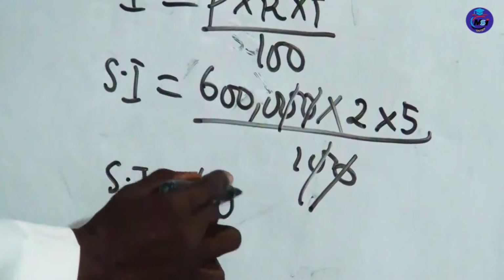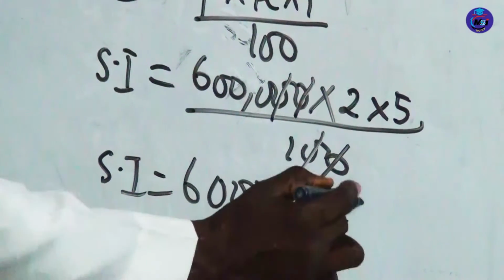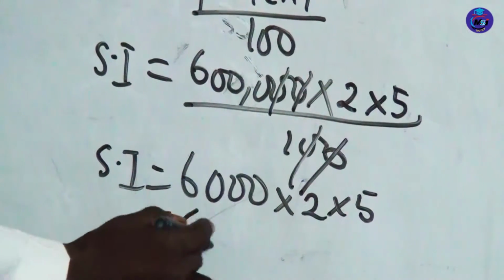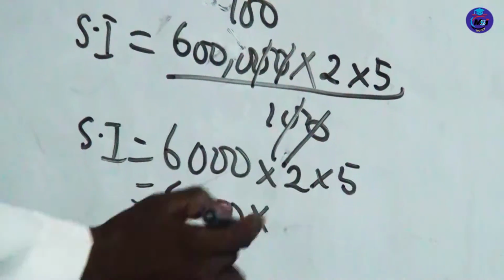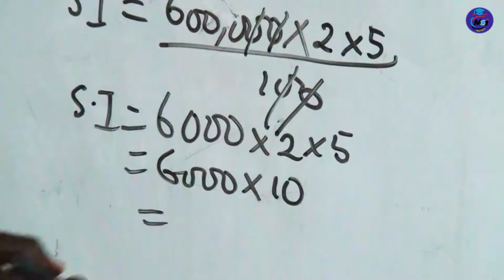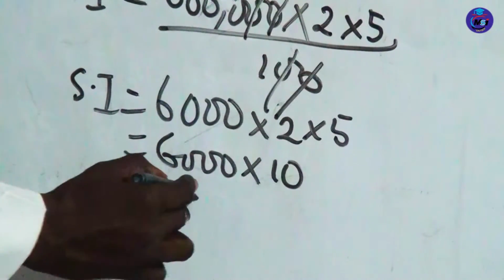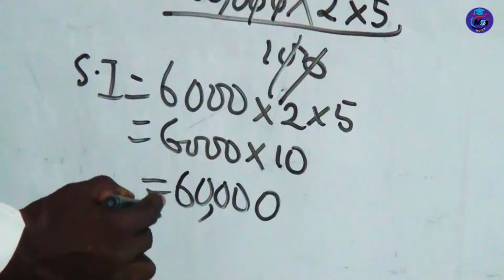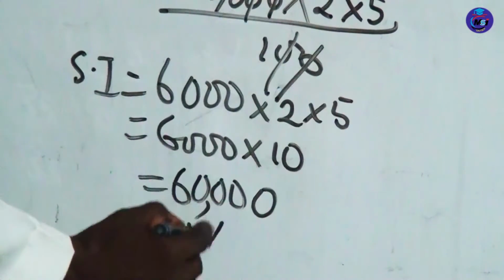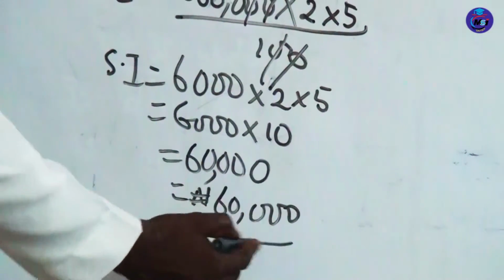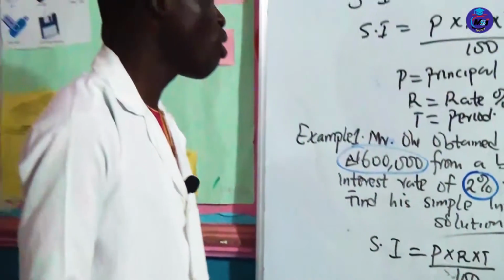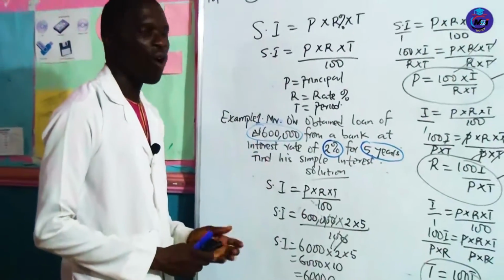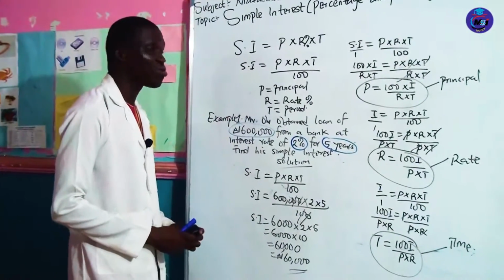How many 0s do we have here? 3 times 2 times 5. Now we have 6,000. 2 times 5 will give us 10. So 6,000 multiplied by 10, we are going to have 6, then 1, 2, 3, then 0. So it will give us what? 60,000 naira. So that means Mr. Olu is going to pay a sum of 60,000 naira on a loan of 600,000 naira.